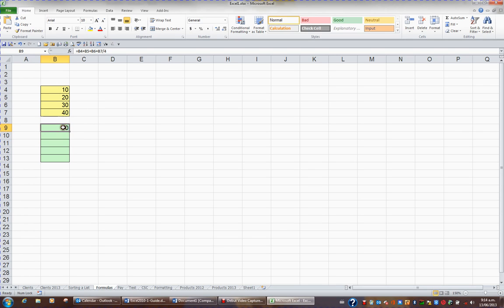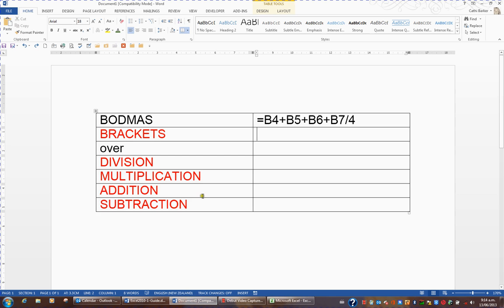The reason I got the answer 70 is because of the way I wrote the formula. The formula must abide by algebra rules. Let me show you. Algebra controls the order in which a formula is calculated. And when I went to school, they taught me this word, BODMAS. BODMAS is an acronym. It's a word made up of the first letters of other words to help you remember the order. The B stands for brackets.